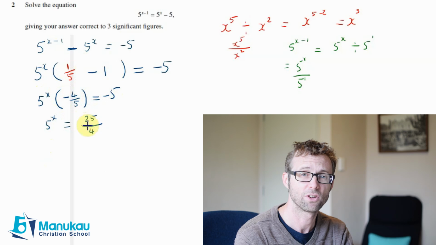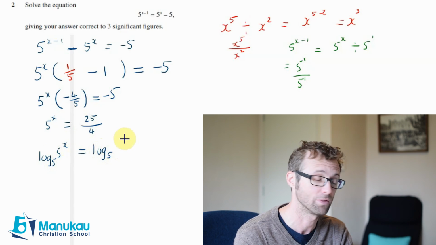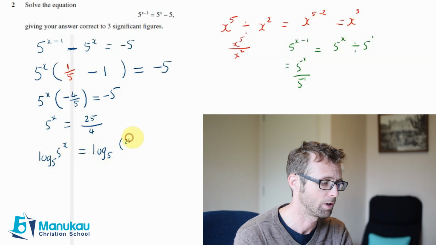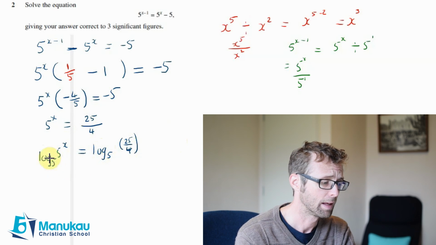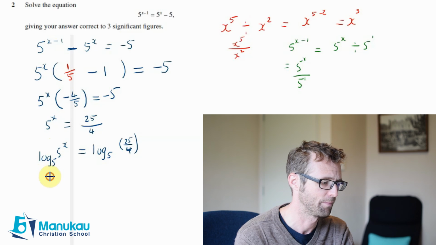Alright, now we've got one term on either side of our equation, and we're going to take a log of each side so we can get an x value. Obviously, we're going to go log base 5 of 5 to the power of x is equal to, and then we have to do the same base here, log base 5 of 25 over 4. Oop, that's a horrid looking 4. Okay. Now, using your log rules, you should see that you're just going to be left with an x here.